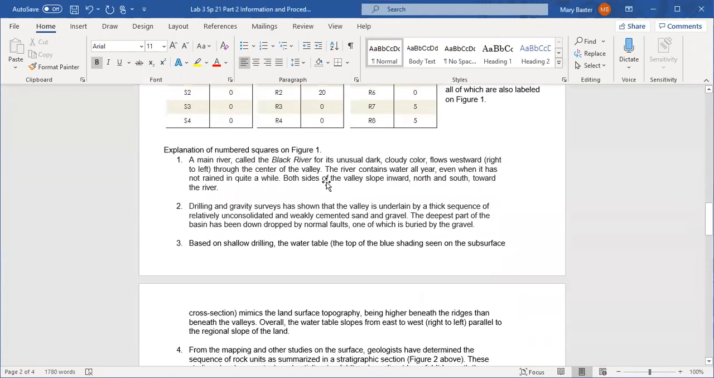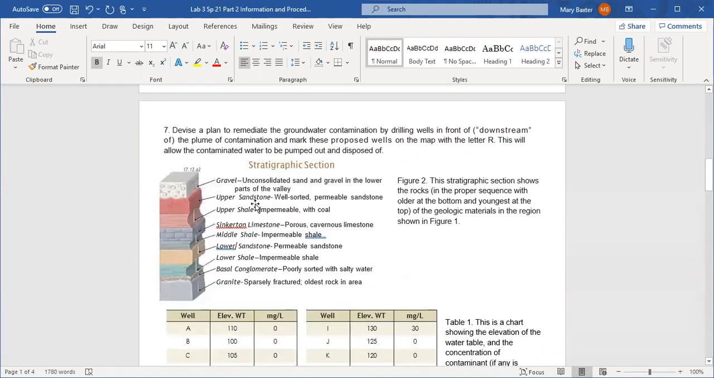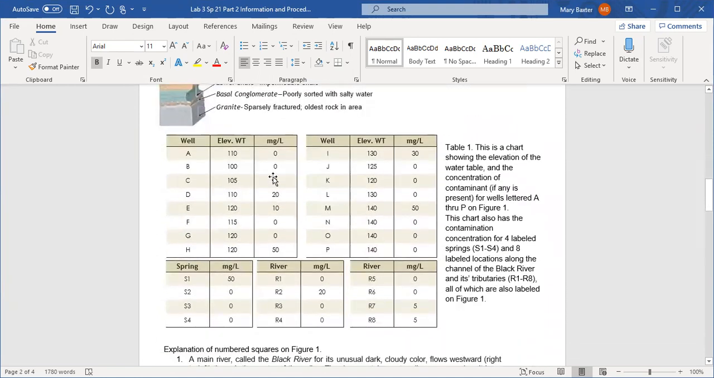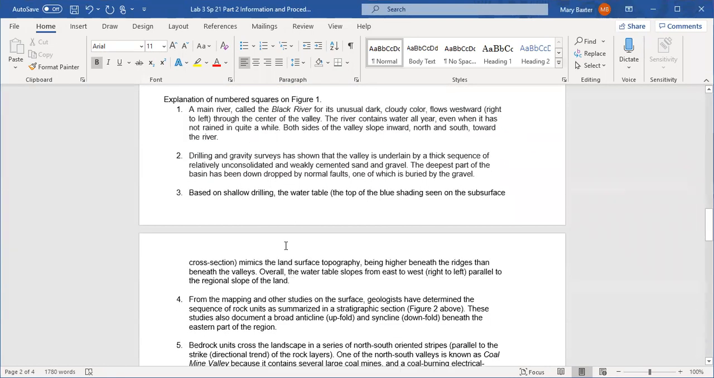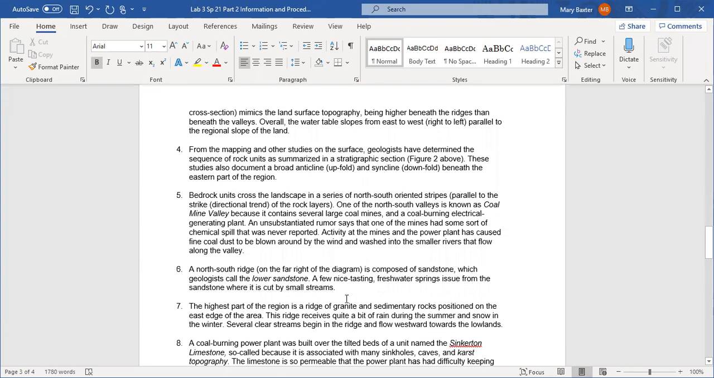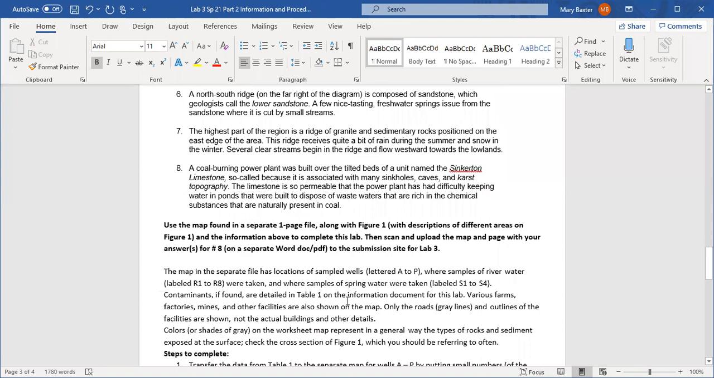Okay, so here again is the stratigraphic section of all those rocks that you saw on the side of that block diagram that I just showed you. Here's that table again, all of the wells A through P, the 4 springs, the 8 localities of where they tested along the river system. And then here are the explanations for those 1 through 8 that are pointing to certain areas on that block diagram that I showed you just a little bit ago. Okay.